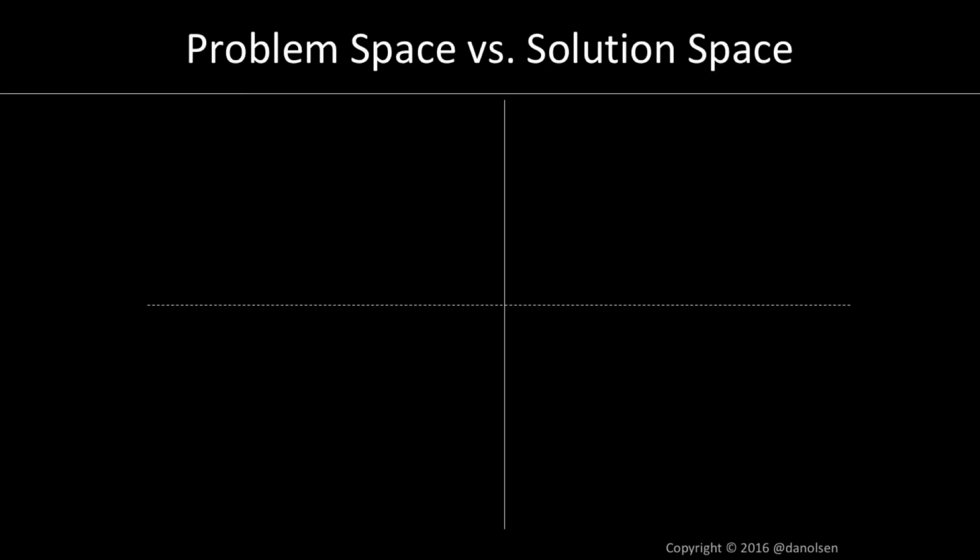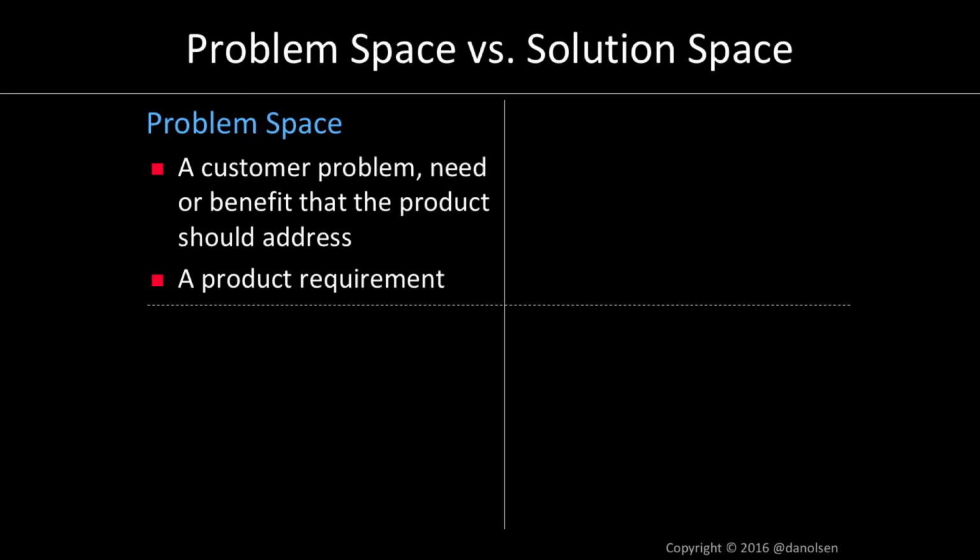Who's heard of problem space versus solution space before? Anybody? A few hands, that's good. Okay, you're starting to hear more about it. So let me explain it real quick. Problem space is basically, if we're talking about a customer problem or a customer need or a customer benefit that our product should address. So it could be a well-written requirement or it could be a well-written agile user story. But what it's not is it's not in the solution space.